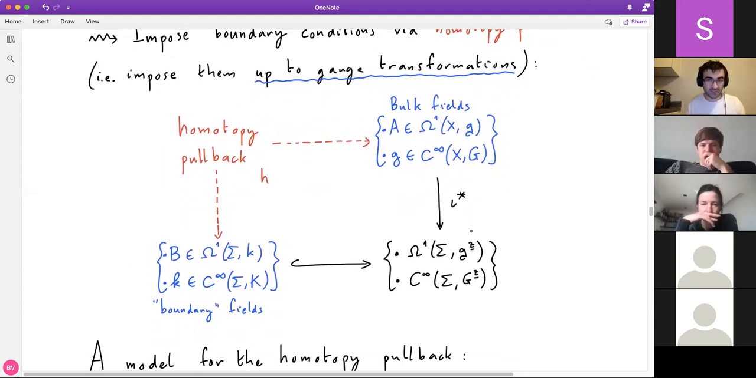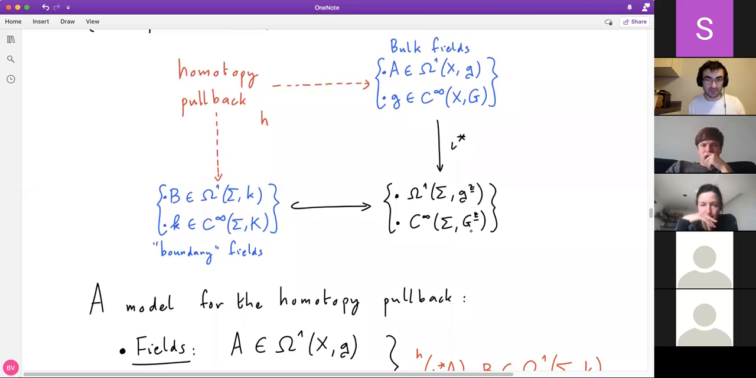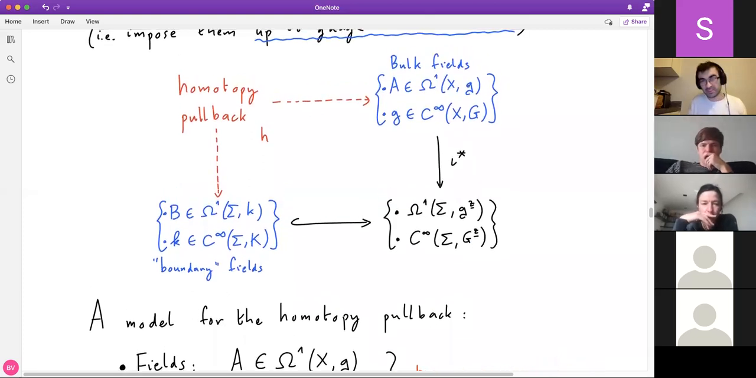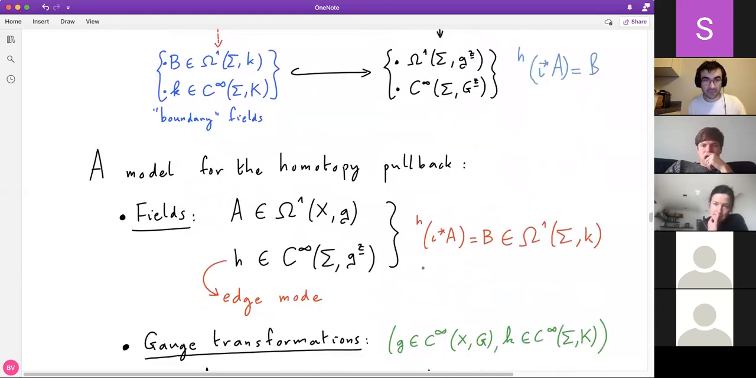But luckily, there's a very concrete description of this homotopy pullback, which is the following. As I said, the key is that the pullback of the gauge field A down here will not be equal to the gauge field B, but it will be equal to it up to some gauge transformation. So I have some gauge transformation parameter, which I call h, and this will be the edge mode. It witnesses the equality between the pullback of the bulk gauge field and the boundary gauge field. So specifically, the data which enters the description of the homotopy pullback is the bulk gauge field and this edge mode, which is a field living on the surface defects, or in other words, we can think of it as a field on sigma valued in the defect Lie algebra.